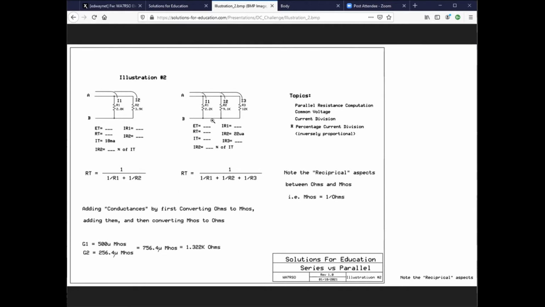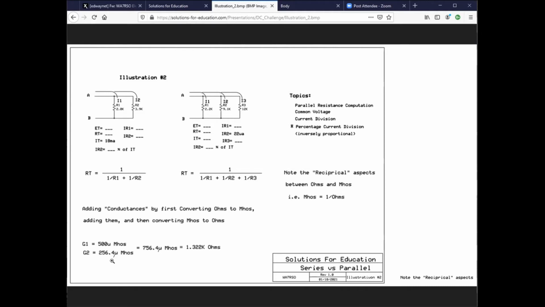Coming over here, this is why it works over here. You're actually adding conductances. So you got the conductance of this one, plus the conductance of this one, plus the conductance of this one, add it all up together and do a reciprocal. And you know what? That's where this formula comes from, and you have RT. For instance, the conductance of R1 is 500 micromhos. There's your mhos. The conductance of R2, since it's more resistance, is less conductance. And here it is. Oh, there it is, 256.4 micromhos.